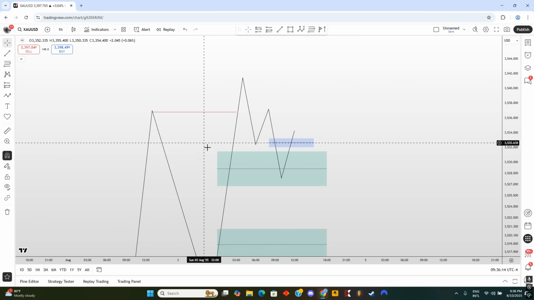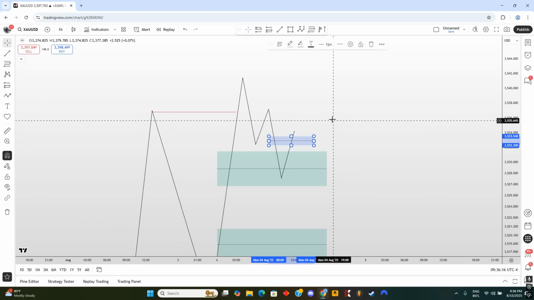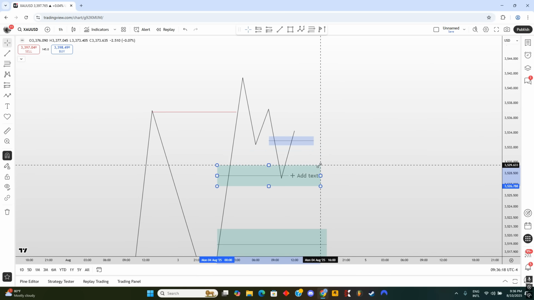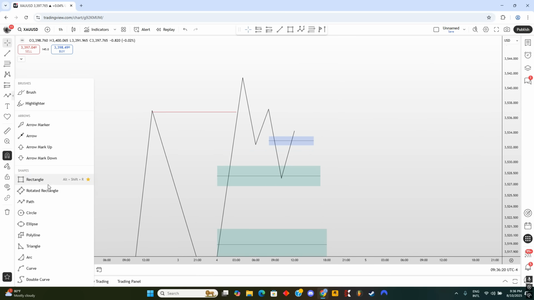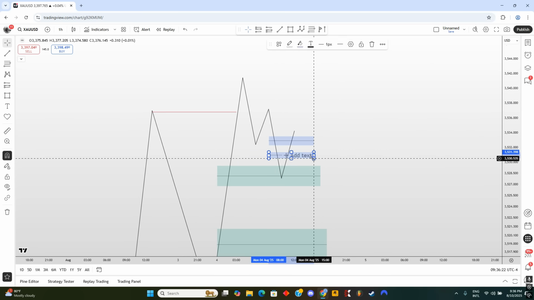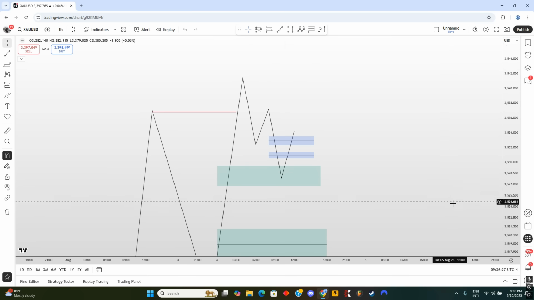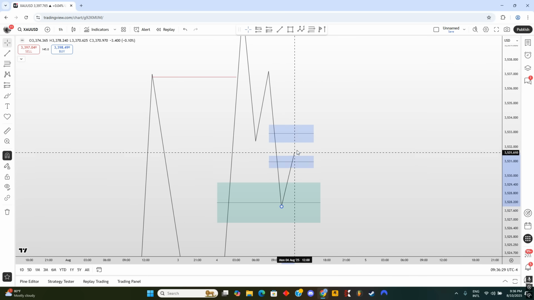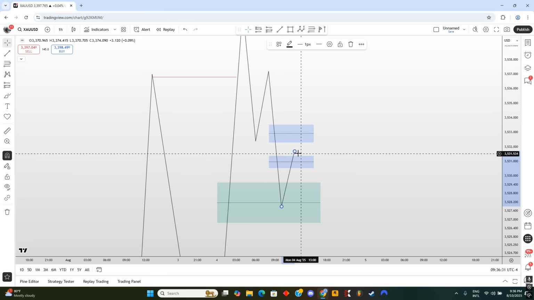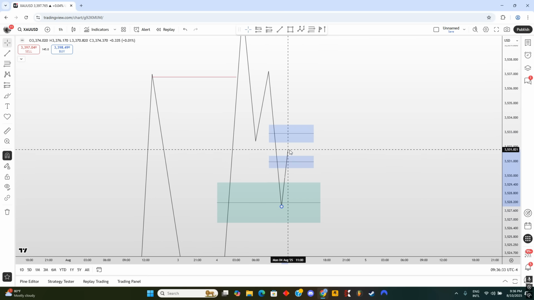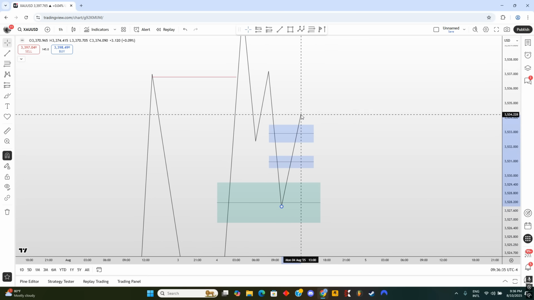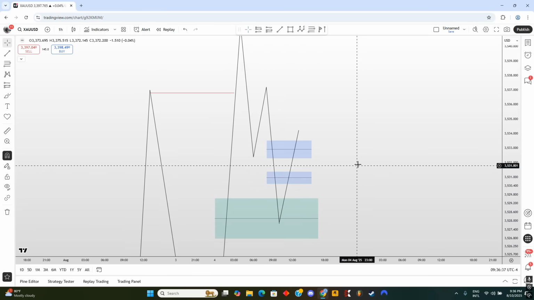Okay, now let's say that there were multiple fair value gaps. Let me make this fair value gap a bit smaller. So let's say there were 2 or 3 fair value gaps within this dealing range. Again, from this high to this low. You have to wait for both of them to get inversed. So let's say we inverse this. You're not going to take a long entry from here. You have to wait for price to inverse both of these fair value gaps.